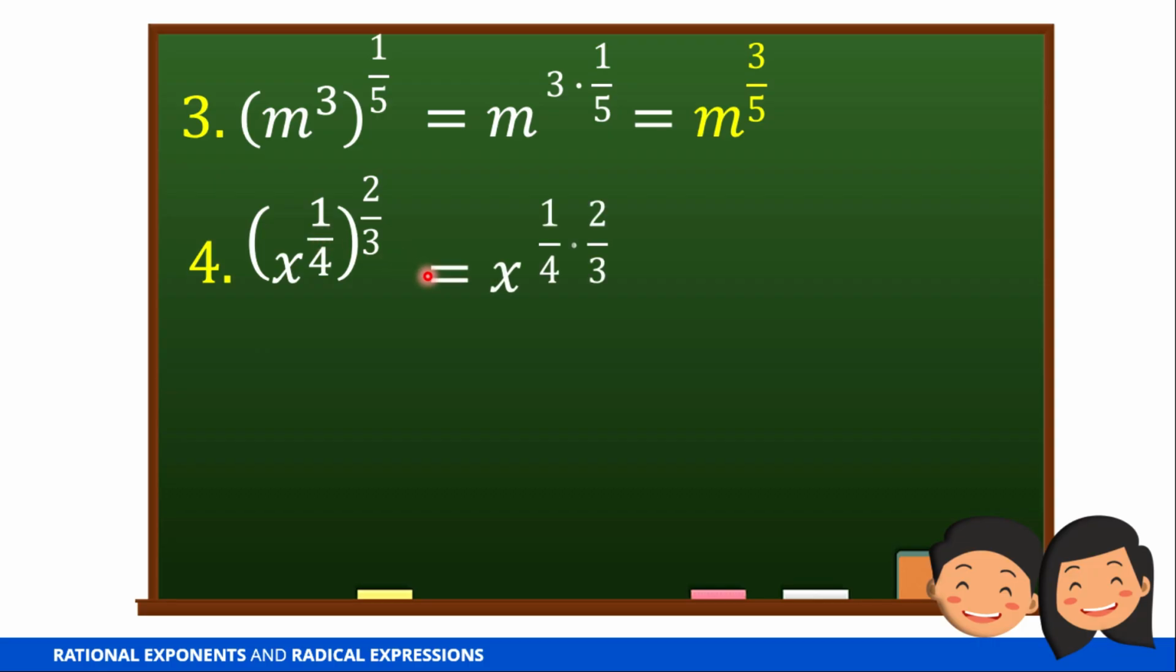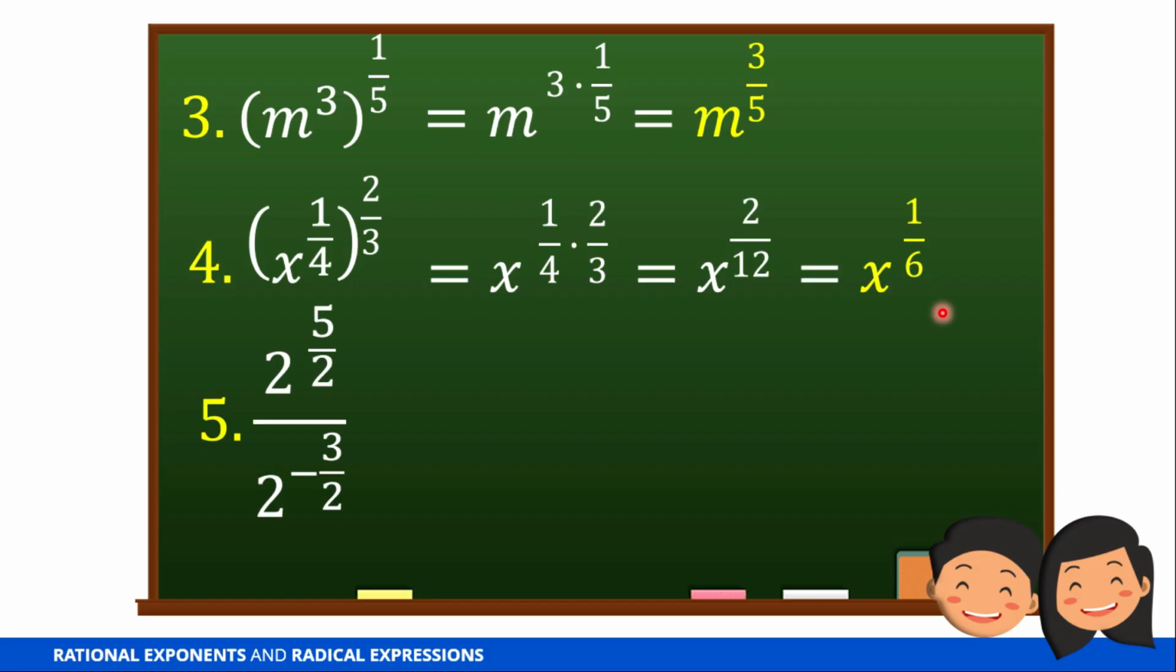Ang magiging step natin dyan is numerator to numerator, 1 times 2, that is equal to 2, and then 4 times 3, that is equal to 12. Copy lang natin yung ating base. Pwede ba nating i-simplify itong ating rational exponent? So, you always observe kung pwede pang i-simplify yung ating nagiging rational exponents. So, since we have 2 over 12, maaari pa natin yung i-reduce into 1/6. So, ang ating final answer is x to the 1/6 power.